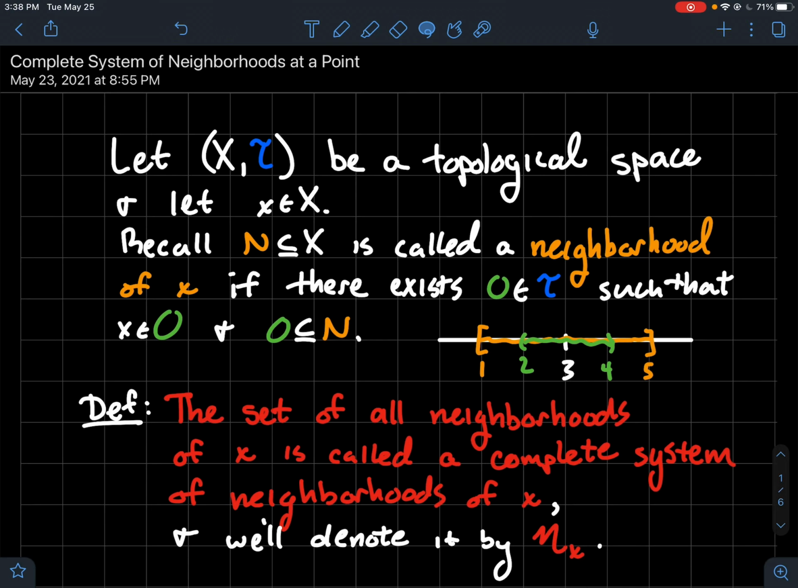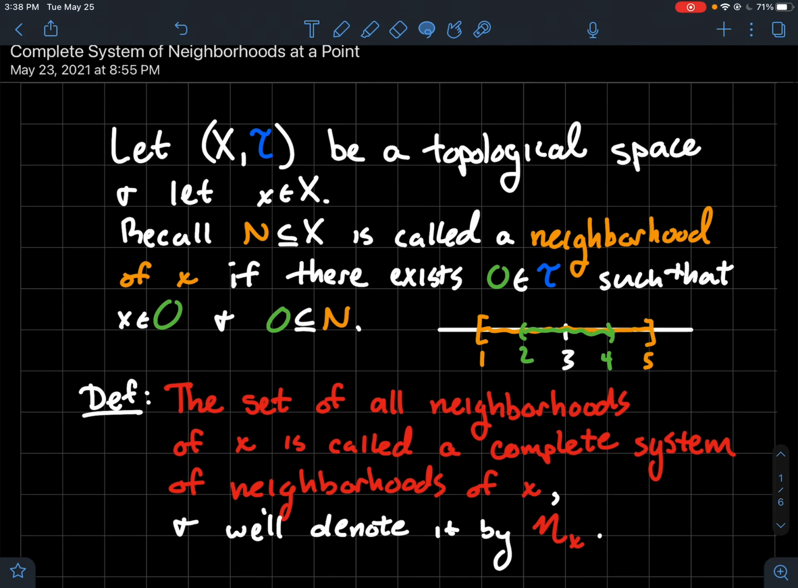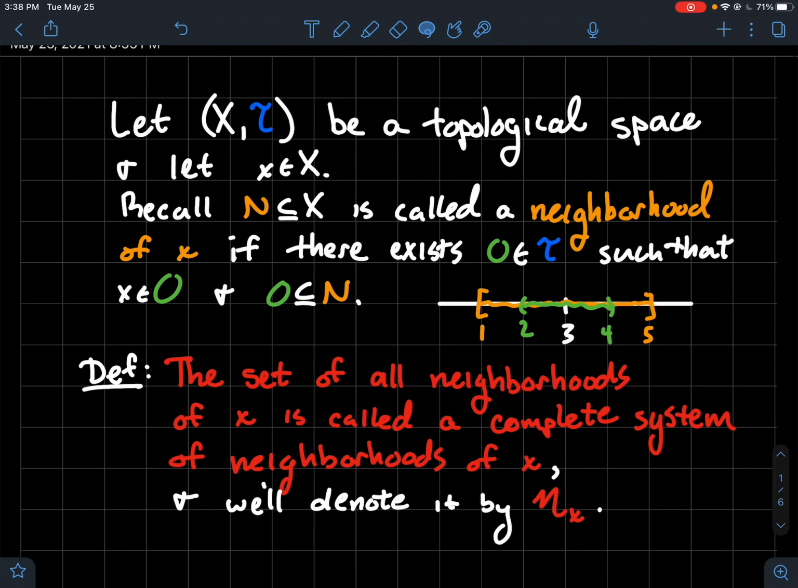What's the new thing we're going to do? We're going to talk about the set of all neighborhoods of a point. The set of all neighborhoods of a point x is called the complete system of neighborhoods of x. The notation that we're going to use for it is this kind of fancy N that you see down here. Then we'll put a subscript on it to indicate what point we are taking neighborhoods of. So fancy N sub x.